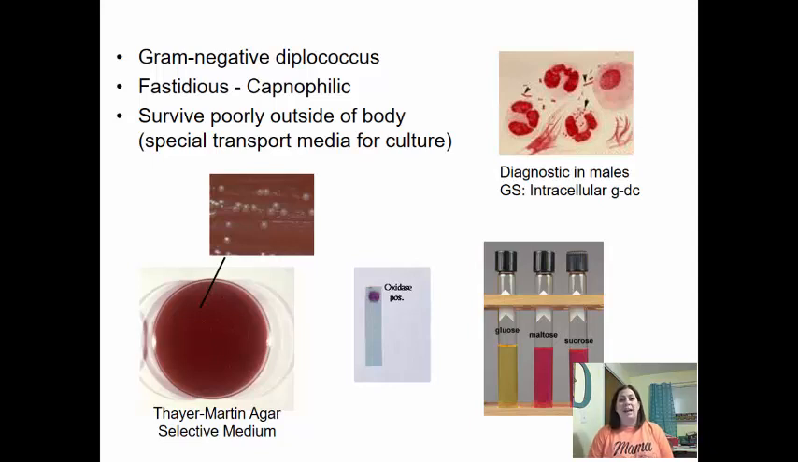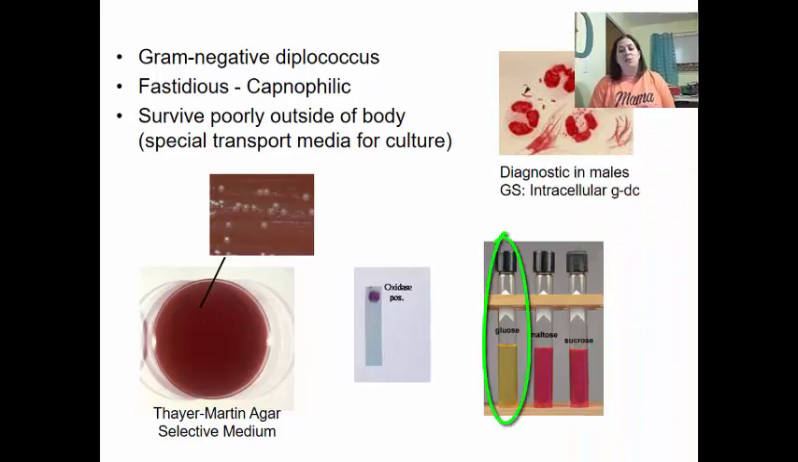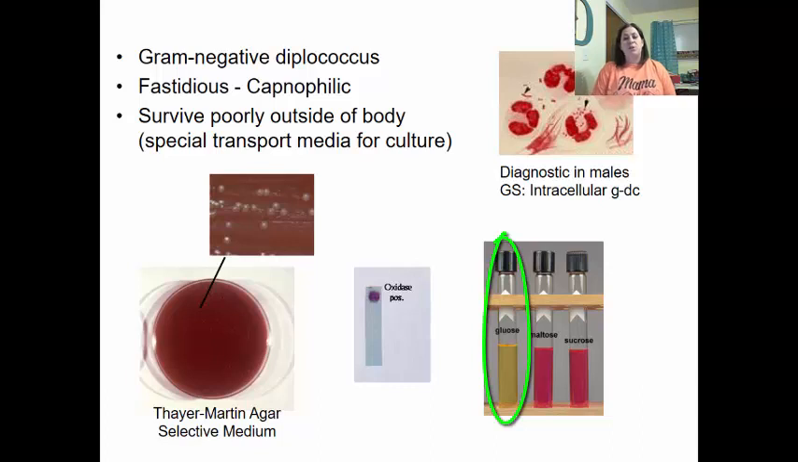It survives poorly outside of the body, so you need special transport and media in order for the cultures to grow. We see here that we can use the Thayer-Martin agar, which is a selective media. It also is oxidase positive, and when we look at it too, it is a glucose fermenter, not a maltose or sucrose fermenter, but it does prefer glucose. One thing about the Thayer-Martin agar is it's selective because it is also a chocolate agar that contains certain antibiotics.